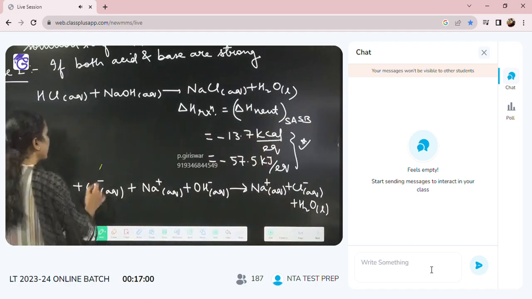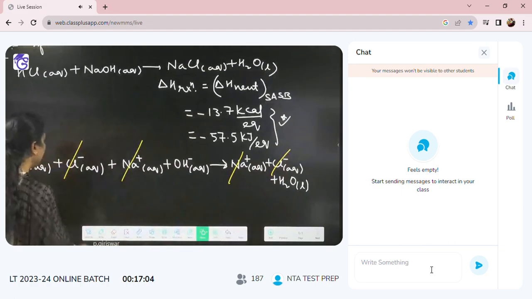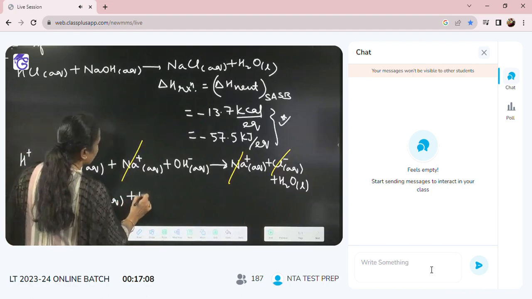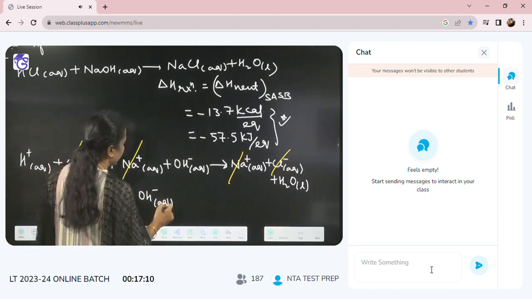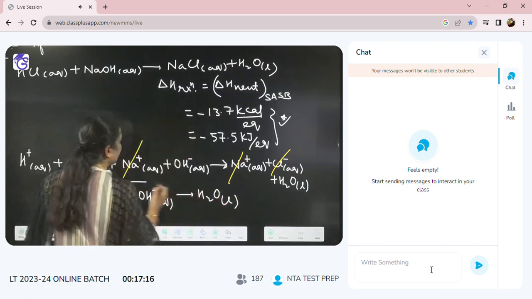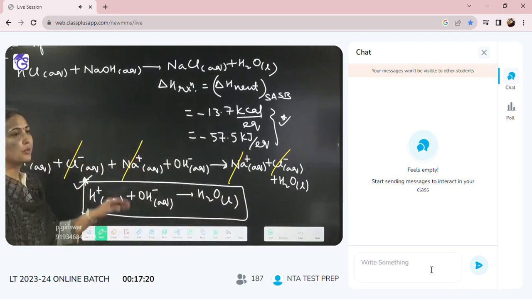Now, can I just remove the spectator ions from here? And will I get the equation like this? That says H plus aqueous plus OH minus aqueous is going to form H2O liquid. So actually in neutralization, it is H plus which is reacting with OH minus to give you H2O.